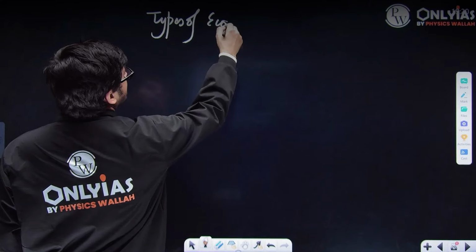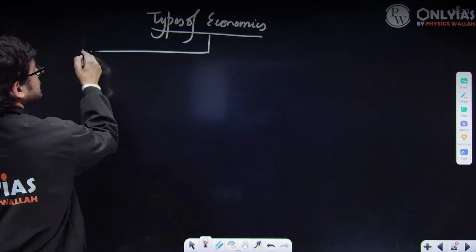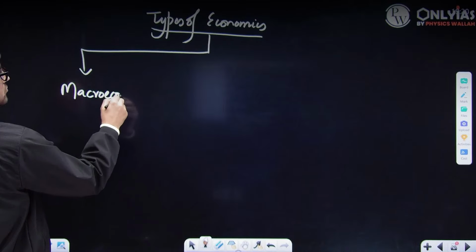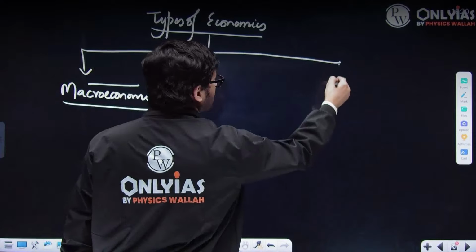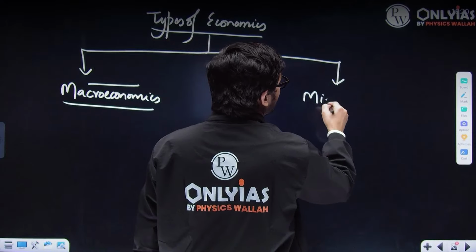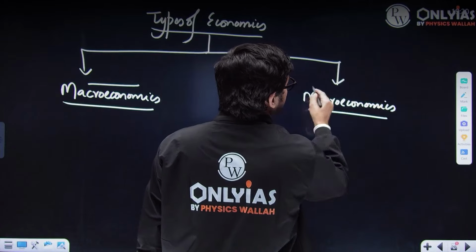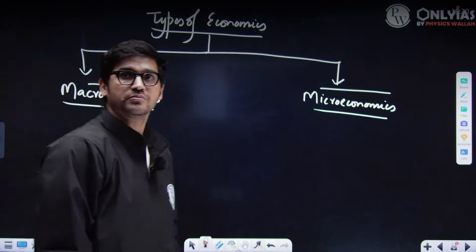There are many, but for our understanding, let us move to discuss something called macroeconomics and something called microeconomics. What is macro? What is micro?